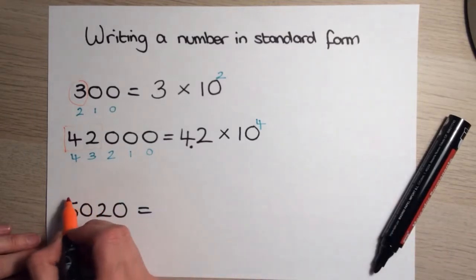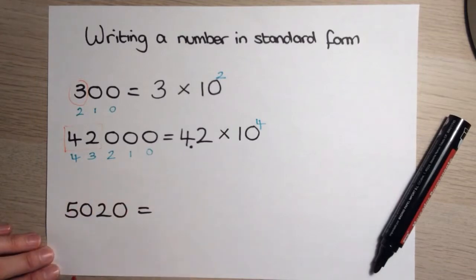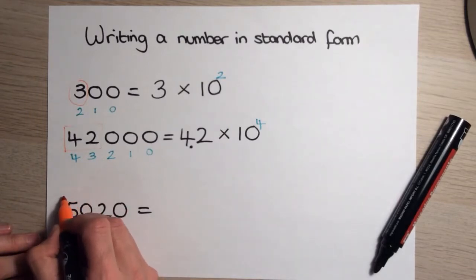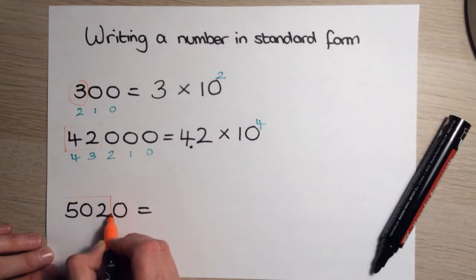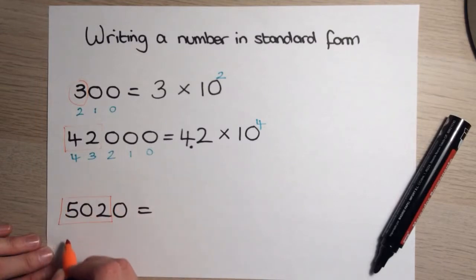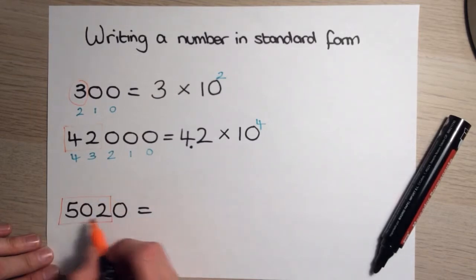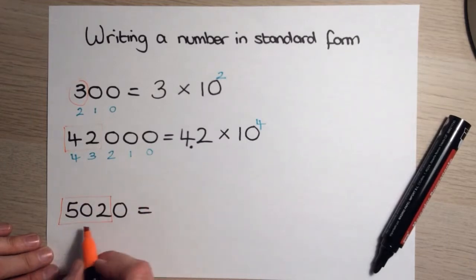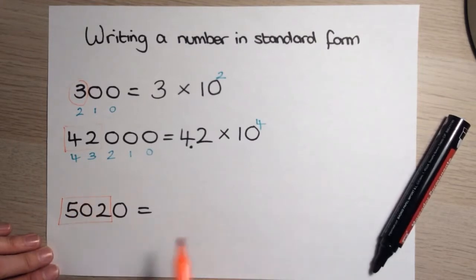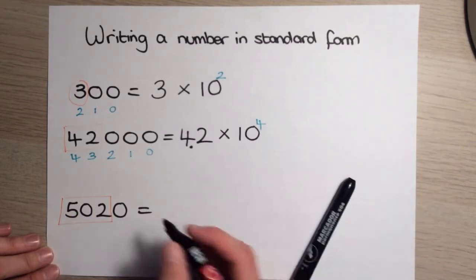Okay, final example. So we have the number 5020. Now I'm going to circle 502. Okay, now notice I've also put my mark around the 0. That's because either side of that is an integer, a 5 and a 2, so I have to include that 0 in the middle.